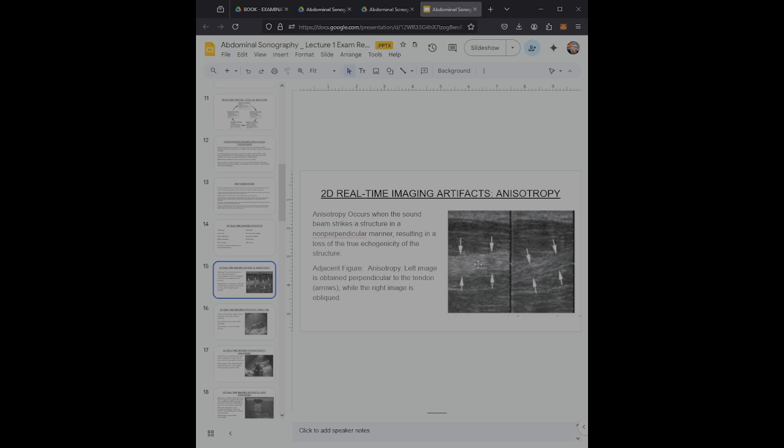This is the left image, this is the right image. The right image is obtained oblique, the left image is obtained perpendicular, and there's a loss of the echogenicity of the tendon.